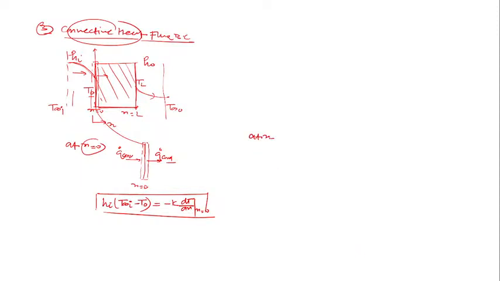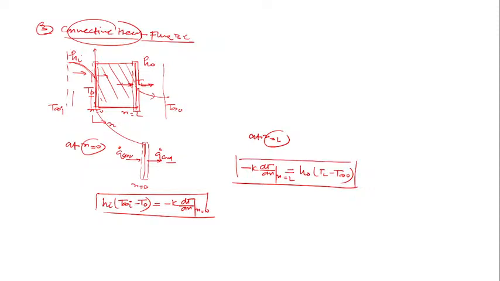Similarly at x equal to L, at this point, again the same, Q conduction equal to Q convection. I can write here minus K into dT upon dx at x equal to L is equal to H naught into TL minus T infinity naught. Yes or no? This is called the convective heat flux boundary condition.